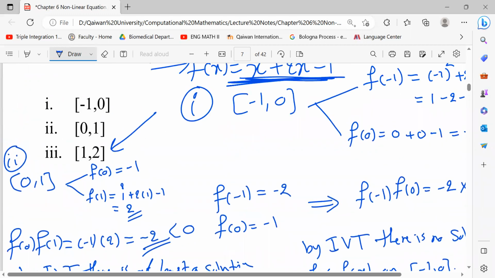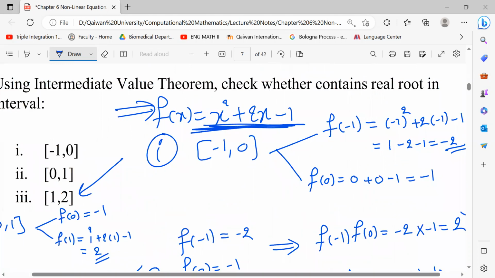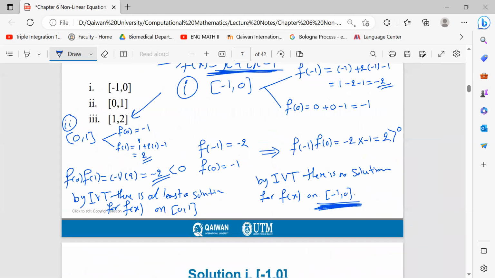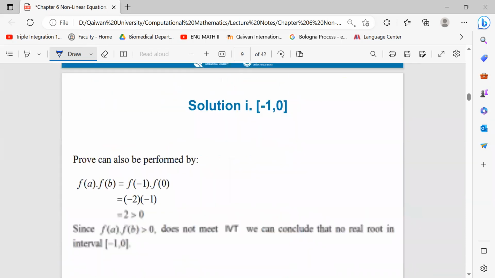And for this one, we do the same. For 1 and 2, we do the same. It's applying intermediate value theorem to check whether an interval contains a root for a given function or not. It's easy. Just check both endpoints. Find f of the endpoints, then multiply them. If it's positive, there is no solution. But if it's negative, we say there is a solution. That's the solution.